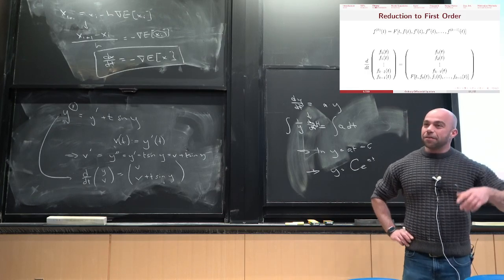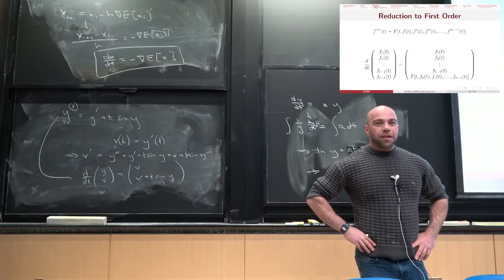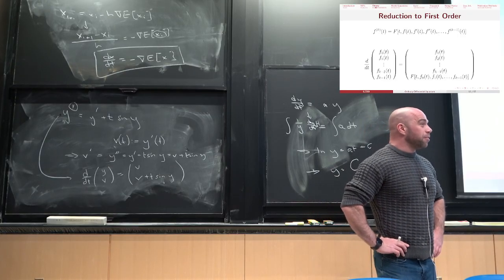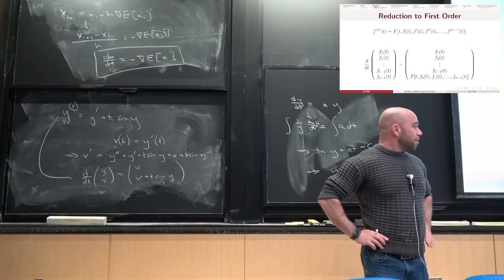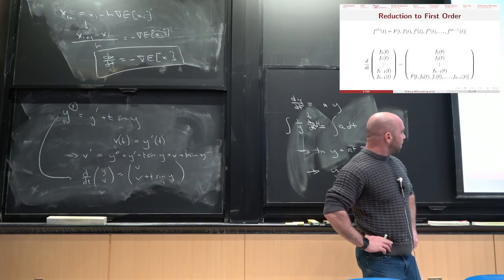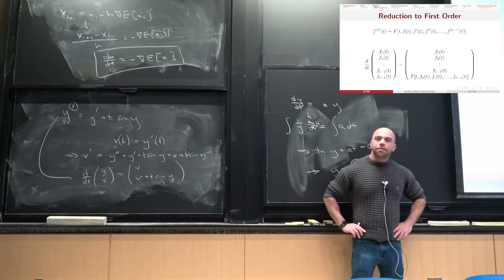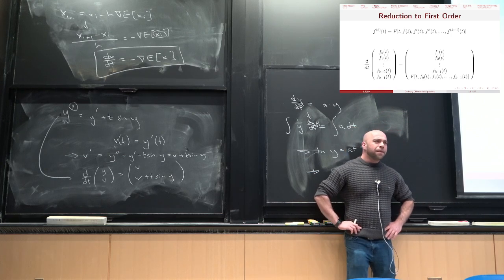Now, to be clear, there's no free lunch here. What have we exchanged? We have exchanged the number of derivatives in our problem for the number of variables in our problem. So it might be that this is a good idea. And then in the next 2 lectures, we'll talk about some cases where it's not.